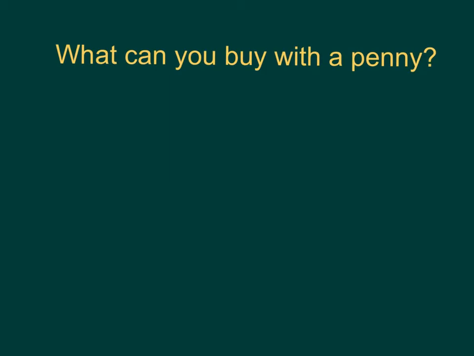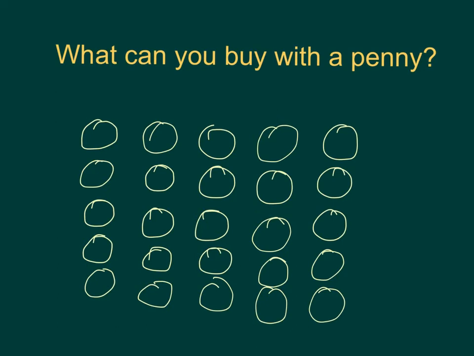But when we put pennies together, we're able to buy things. For example, if I put 25 pennies together, that would be 25 cents, and I would have enough money to buy 1 gumball.